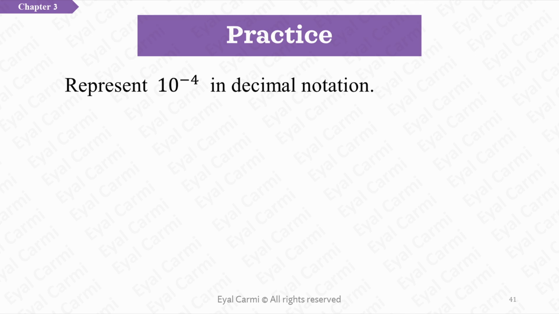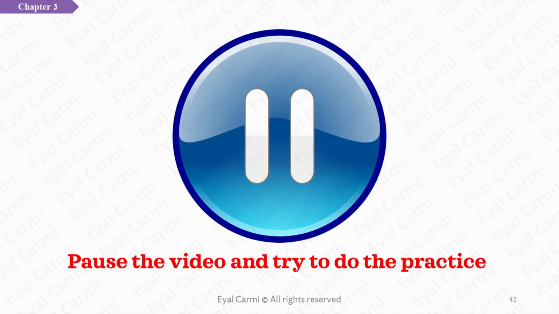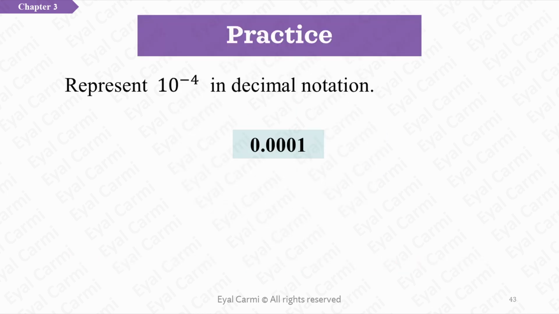Here is another practice. Represent 10 to the power of minus 4 in decimal notation. Pause the video and try to do the practice. To do that, we write 1.0 and move its decimal point 4 steps to the left and get the result 0.0001.